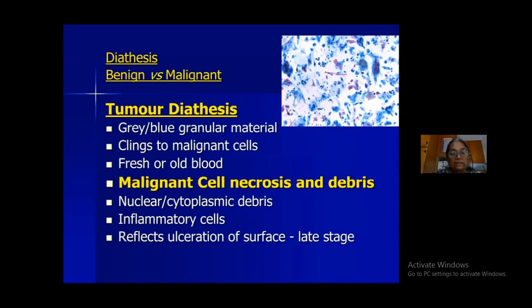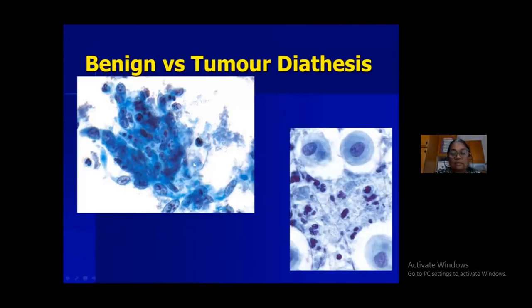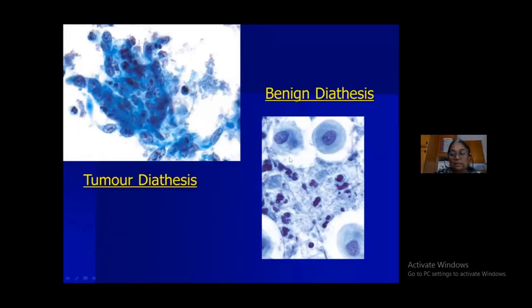What about diathesis? Diathesis can be tumor diathesis or benign diathesis. In tumor diathesis, the malignant cells are present in the necrotic debris. In benign diathesis, which can occur due to atrophy, inflammation, or trichomonas infection, there is an inflammatory dirty background, but no malignant cells in the diathesis. So compare these two: malignant cells and no malignant cells in the debris. This is tumor diathesis and this is benign, non-malignant.